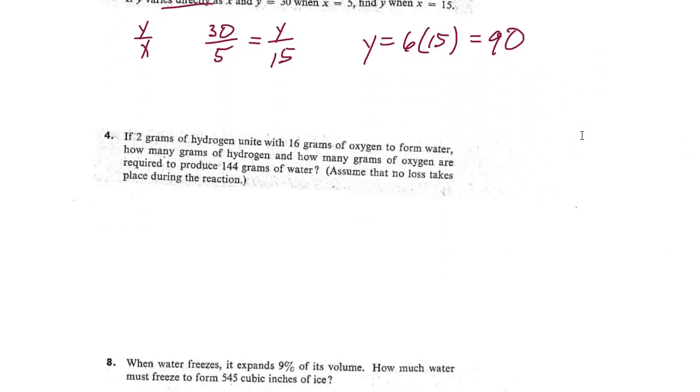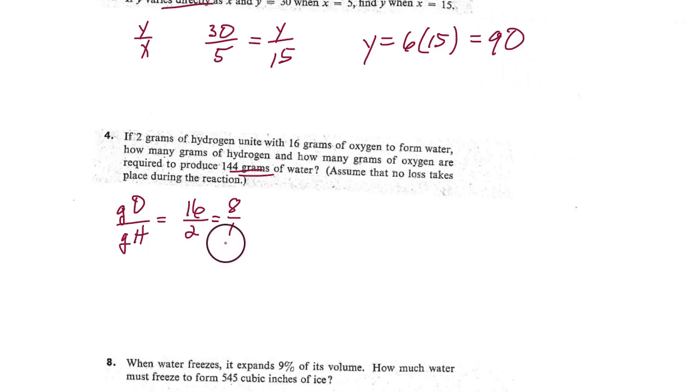Next one, 2 grams of hydrogen unite with 16 grams of oxygen to make water. So how many grams are needed to produce 144 grams of water? If we compare the grams of oxygen to grams of hydrogen, we have a 16:2 ratio, which does reduce to 8/1. The point is that the weight of the oxygen is 8 times bigger than the weight of the hydrogen.